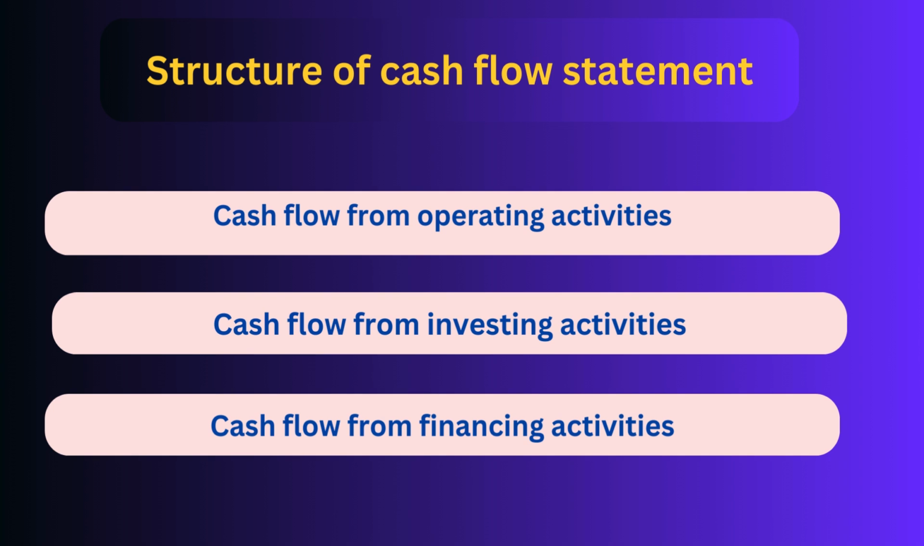Now we have to know what the different components of the cash flow statement are, or in an easy way, what the structure of the cash flow statement is. So here we can find three components of the cash flow statement. We start with the first, the cash flow from operating activities, then the cash flow from investing activities, and the cash flow from financing activities. So within the cash flow statement, we can find these three main cash flow activities.